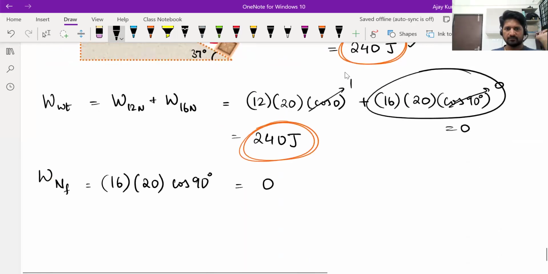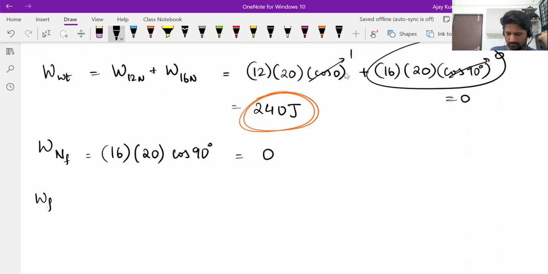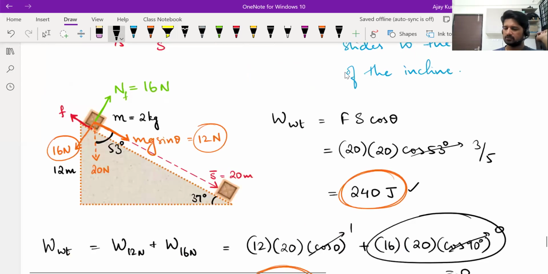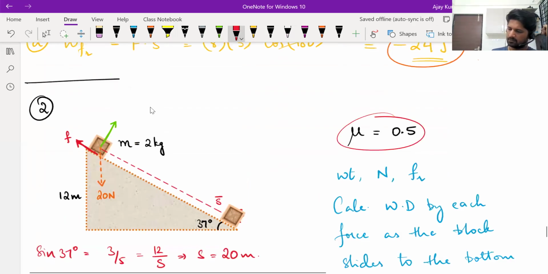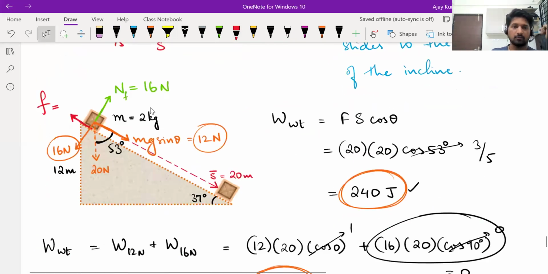Okay. Next is friction. One of you tell me what kind of friction acts on the block as it slides down? Kinetic friction. Kinetic friction formula is mu into N. Mu is given to you in the question as 0.5. Normal force you found out is 16. 0.5 into 16 is 8 newtons. Okay, 8 newton friction acting up the incline.